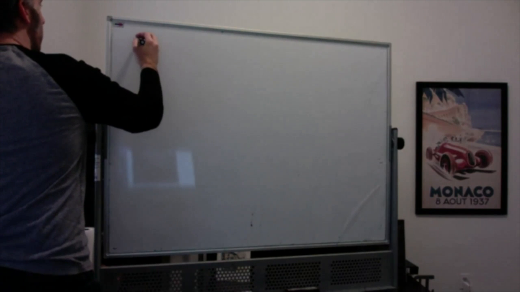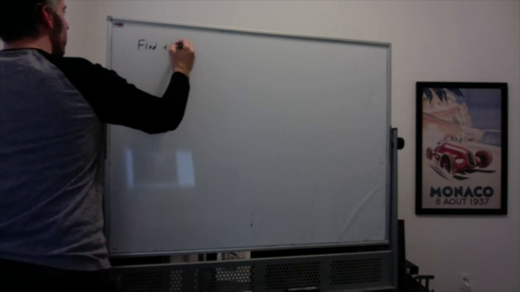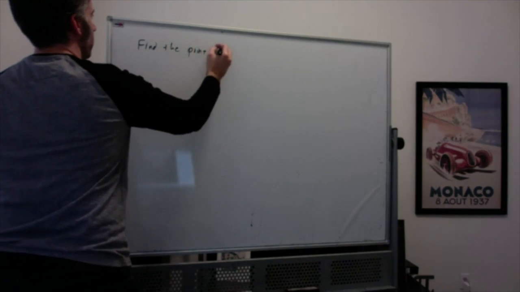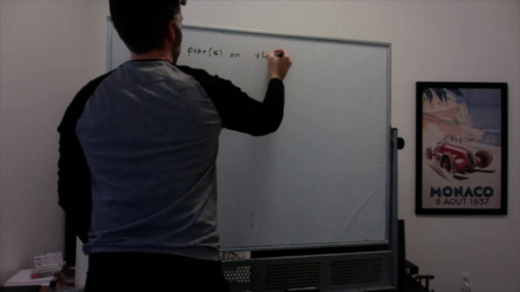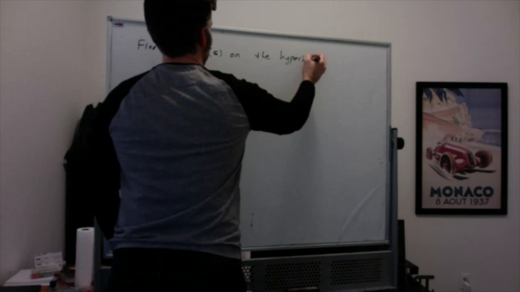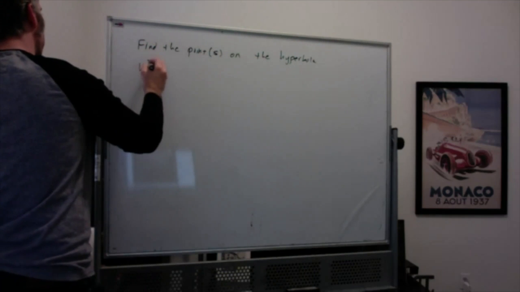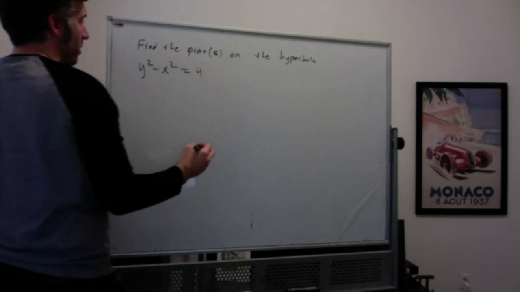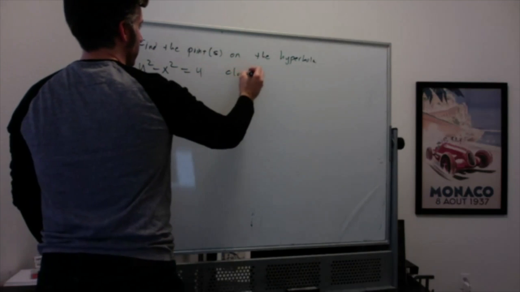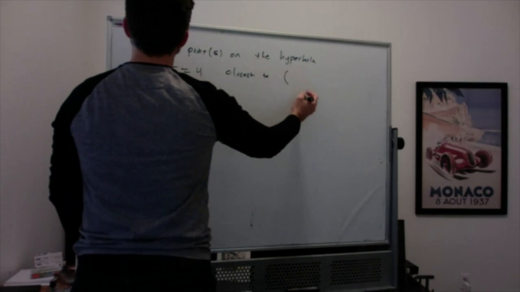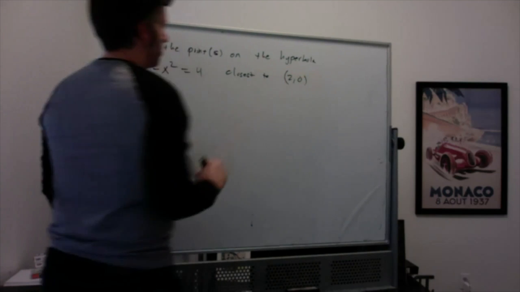This was an optimization problem on a small exam for a 17A class, but I thought it was a good question. Find the point, or points, plural, on the hyperbola, I think it was y squared minus x squared equal to 4, closest to the point 2, 0.